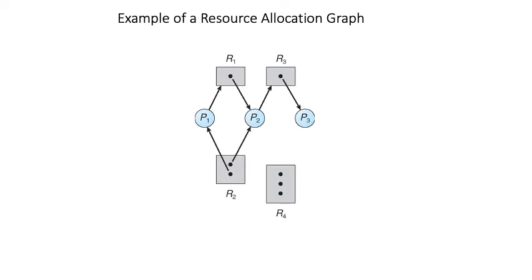If you look at this diagram, you can also see that R2 has 2 instances. One is held by P1, while the other one is held by P2. From here you can also see that P2 is now requesting R3. However, R3 belongs to P3. So this is how you read the resource allocation graph.